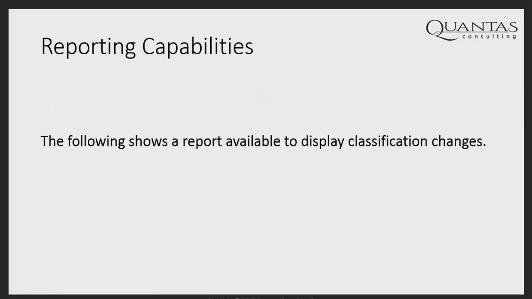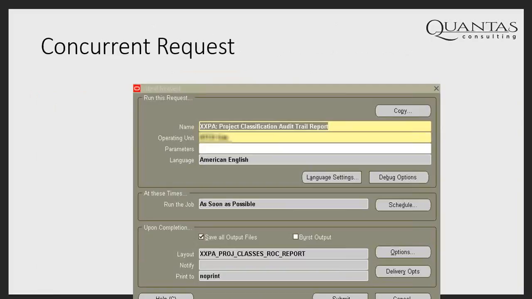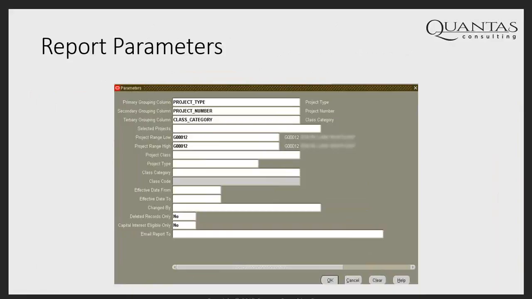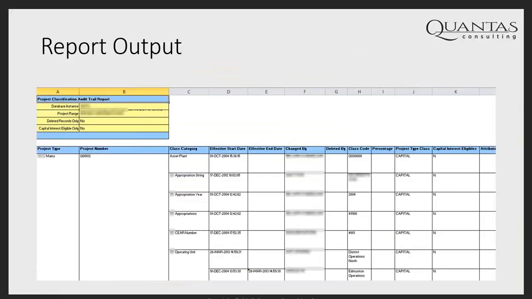Our reporting capabilities. So the following will show a report to display the changes of classifications. That's the project classification audit trail report. This report can be run by various parameters. I'm going to run it by my project just to limit the amount of records on our report. But we can run it by project class, project type, class category, effective dates, deleted records. There's a variety of things we can run it by to be able to pull out the information that we need.